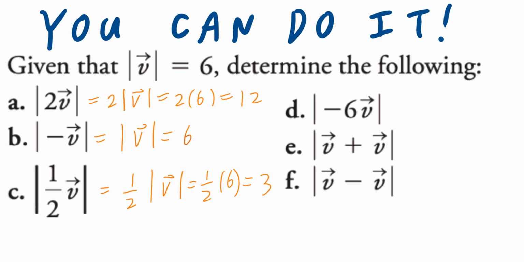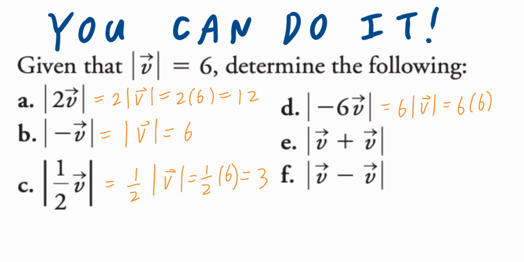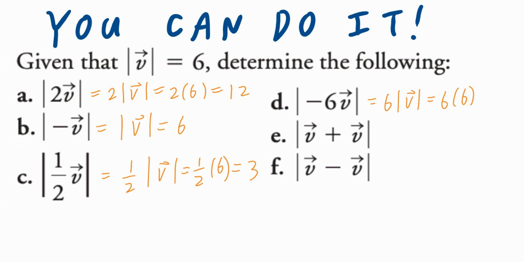Welcome back, everybody. Again, if you look at part D, you're looking for the magnitude of negative 6 times vector V. Remember, magnitude must be positive. So this is the same as taking 6 times the magnitude of V, which is 6 times 6, which equals, let's zoom up for you, 36.